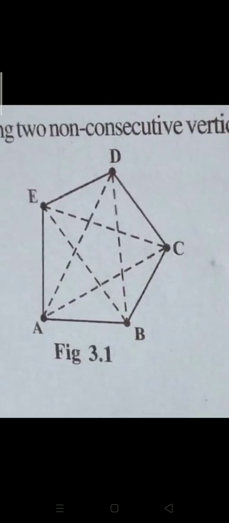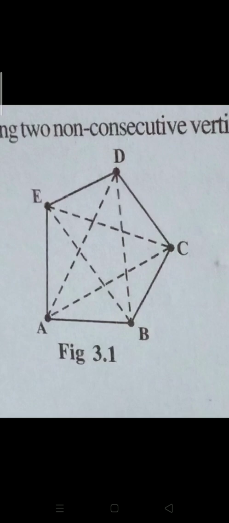Clear? Now let's go for another figure. Here, how many sides are there? What sort of figure is this? Check out. AB, BC, CD, DE and EA. 5 sides are there. So what sort of polygon is this? With 5 sides, what is that polygon named? Pentagon. Yes. Now let's try out pentagon. How many diagonals can be drawn?